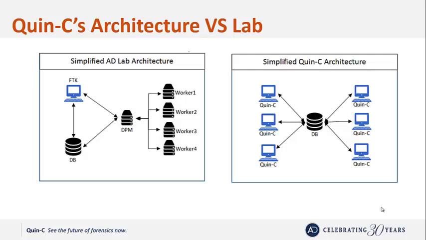The way it works is FTK submits a job, I believe, to the database, and then the DPM looks in the database and sees that there's a job, picks up the job, and then splits that individual job among however many workers it has, manages the communication between the workers, and ultimately puts the result back in the database and notifies the client that it's done.